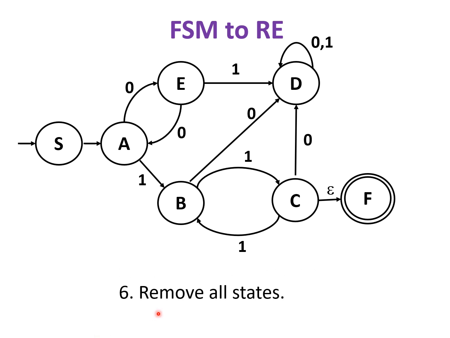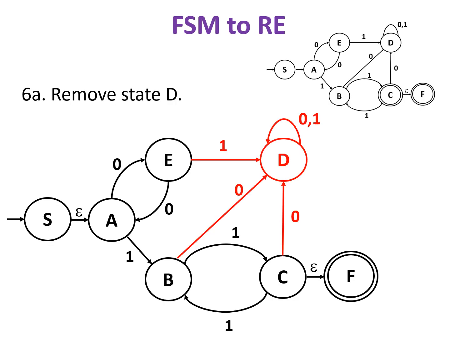Next, in the sixth step, we are supposed to go on removing all the states one by one until we are left with the initial state S and the final or accepting state F. So let us start removing, or ripping, the states A, B, C, D and E one by one. Let us start with removing state D.